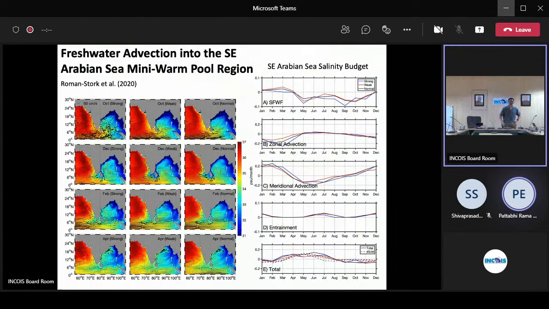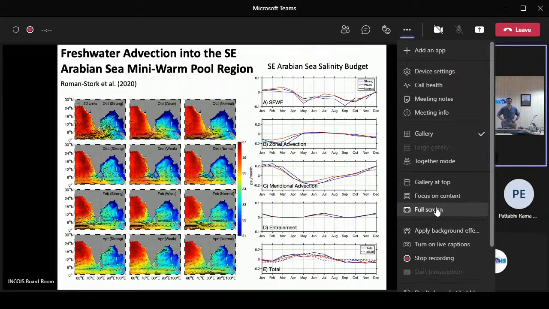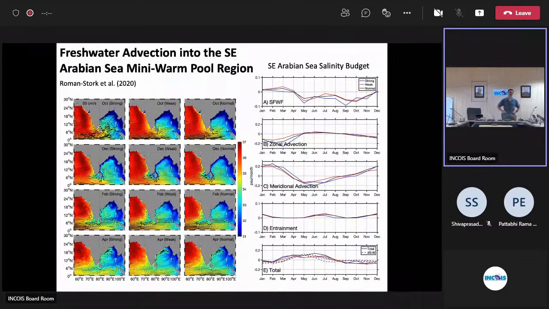So we look at this picture. This is from a paper by Roman Stork in 2020, so a fairly recent paper, looking at the Southeast Arabian Sea mini warm pool region. So that mini warm pool region is the subject of a great deal of research, a lot of it done here in India. So it's a place that we know is very important. And the question is, what influences the stratification in that region? And what controls the breakdown of that area.